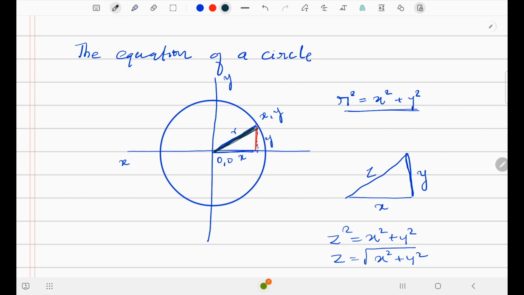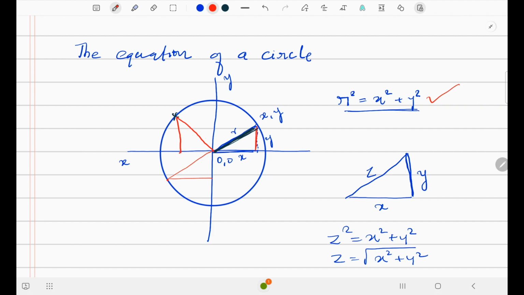Not only that, suppose I take a point here, I change the color, this point also satisfies the Pythagoras theorem. Any point in the circle, if I take here, this also will satisfy the Pythagoras theorem. Every point satisfies the Pythagoras theorem, right? So in this case, we can also extend this formula for any circle with any center point.